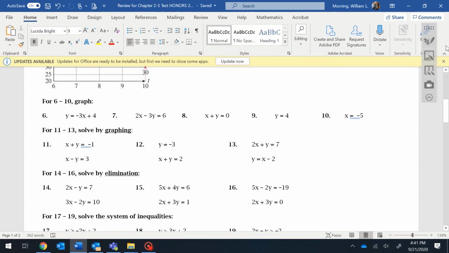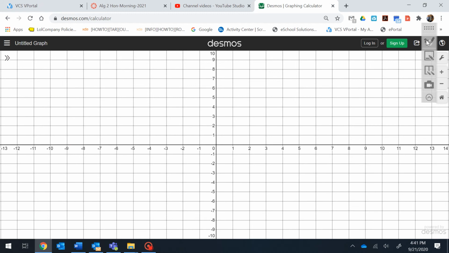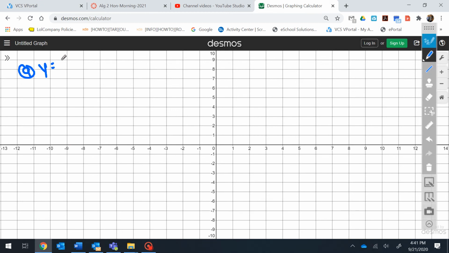Okay, let's see, number 9. Oops, I didn't look at it. Number 9 is y equals 4. This one's real easy. This is just a horizontal line that goes through 4 on the y-axis. Everything on this line has a y-coordinate of 4. Put arrows on it to imply that it goes on forever.